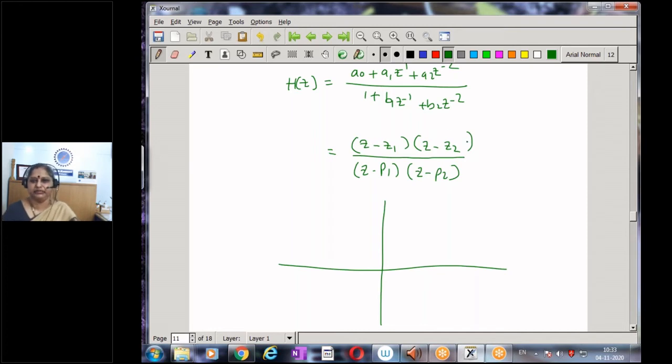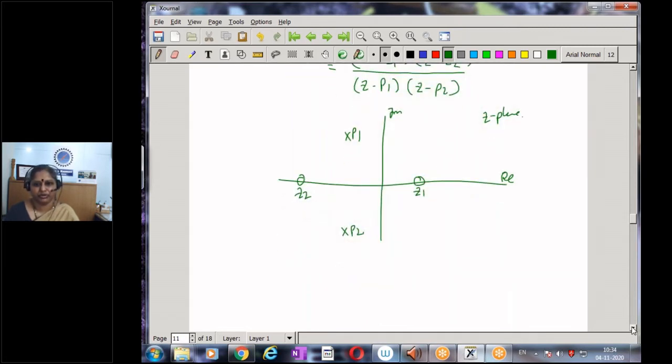Yes, so I have the z plane, wherein this is the real axis and this is the imaginary axis, and then I locate my poles and zeros. Say I have a zero at z equal to z1 and say another zero at z2. Similarly, say I have poles. Let us say I have a pole here, p1, and another pole, p2. So this is another form of representing the discrete time LTI system using the pole zero plot.